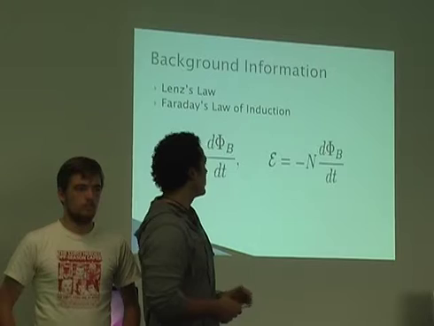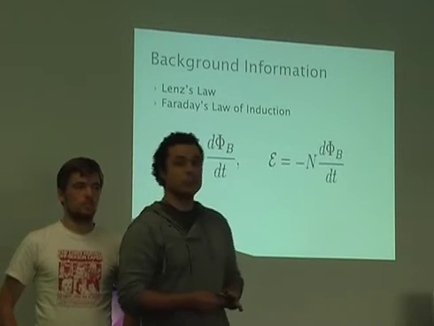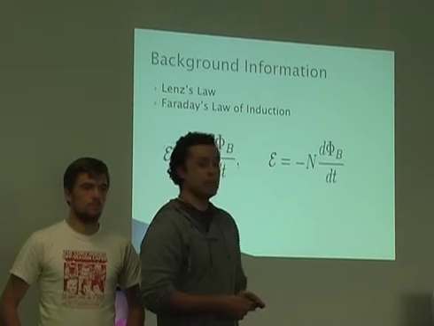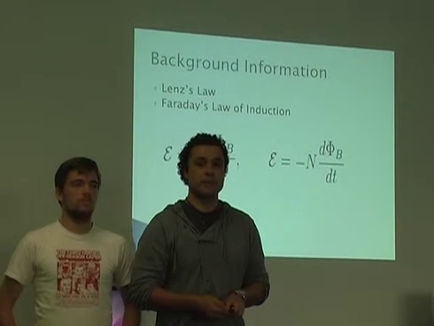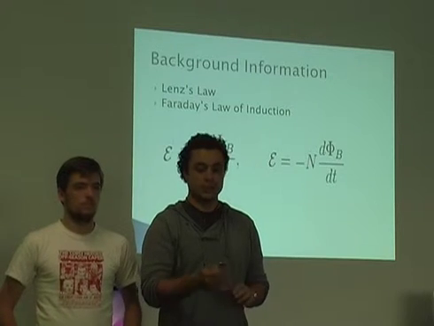So as you can see there on the board, the EMF is equal to minus N, which is the number of loops that you're dealing with if you're dealing with a coil, multiplied by the change in flux over time. Okay, and we should be able to measure some sort of measurable current, or induced current.